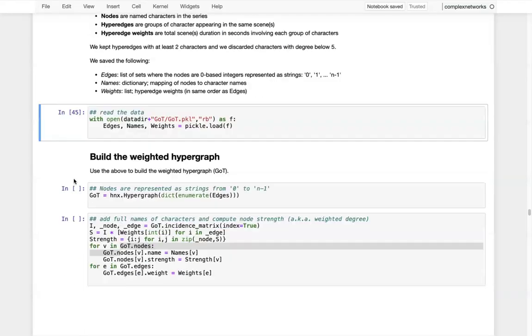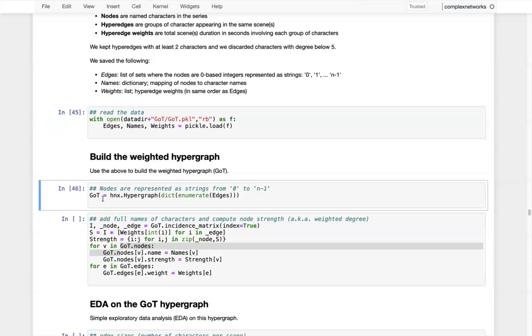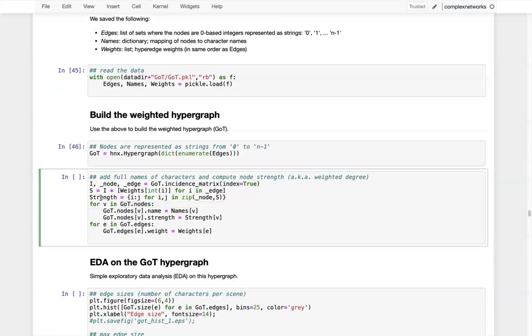So let's load the data and build the HyperNetX object. This is adding the full names of the characters and computing node strength. Remember, unlike degree, we refer to node strength as the sum of the weighted degree. So in this case, it would be the total scene duration for each character.